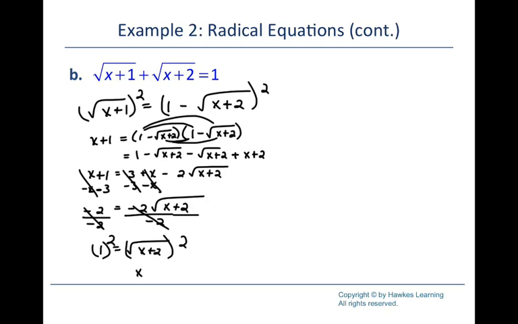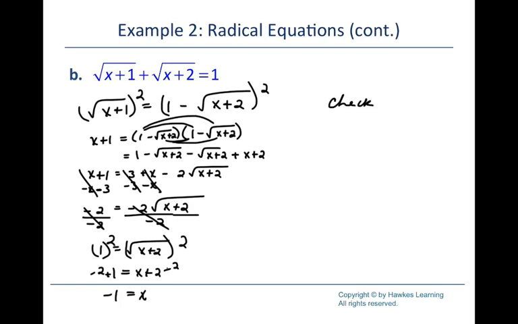And we have x plus 2 equals 1. And so subtract 2 from both sides. So negative 1 equals x, if we did our work right. Now we have to check and see if that's a good solution or not. So again, remember you always have to check these.